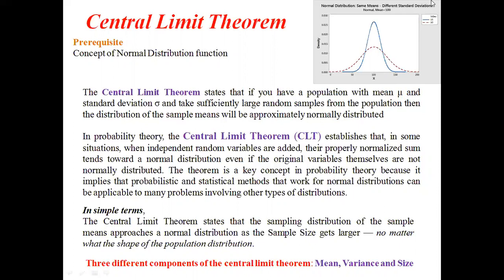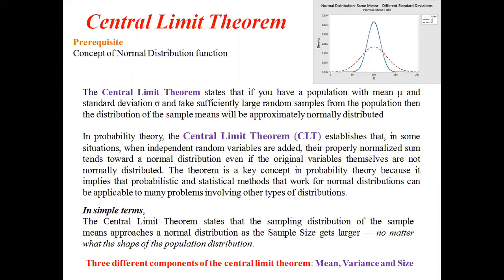So you might have understood that the three important parameters are mean, variance and size. If you take more number of samples, the variance will be less. If you take less number of samples, there may be more variance.